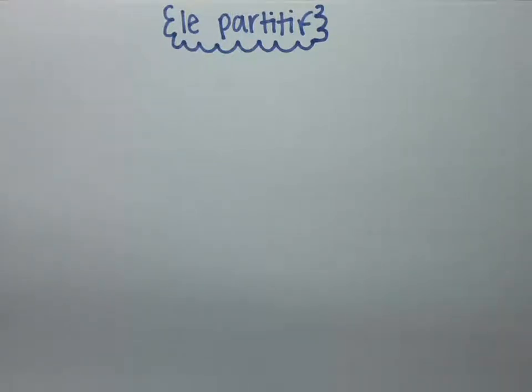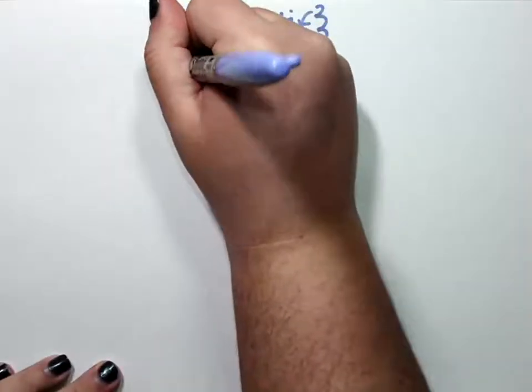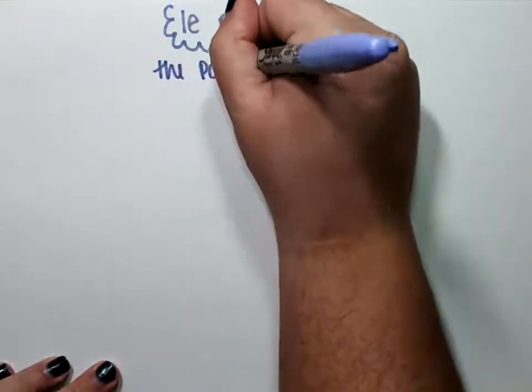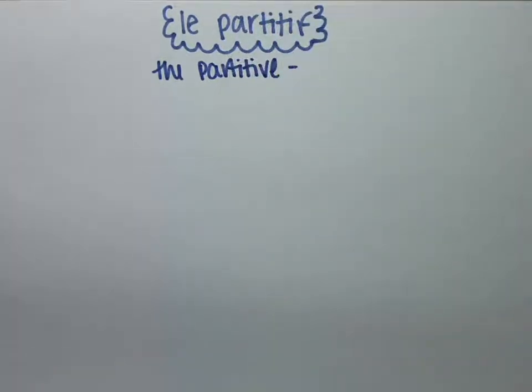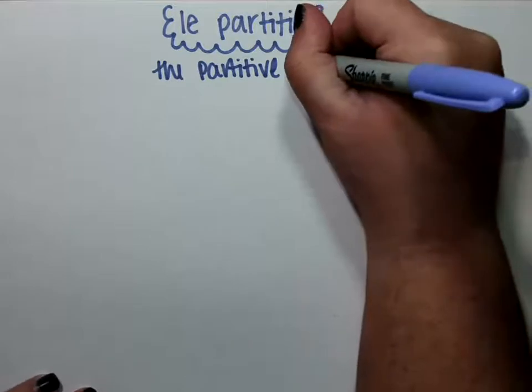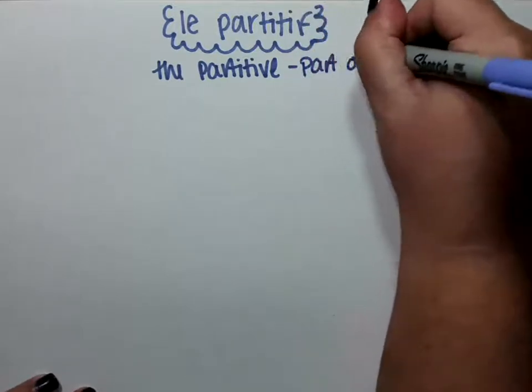Today, we're going to talk about le partitif. So, in English, le partitif just means the partitive. I'm going to write out some notes up here. And the partitive, if you don't know, just means that you're using it to express that you want part of something or part of an item. So you want some of something.